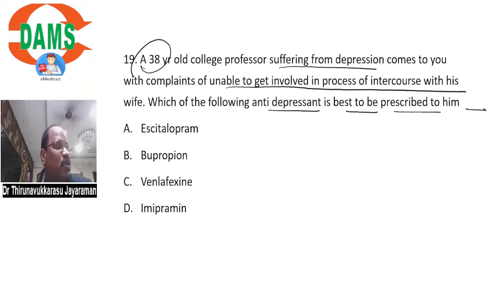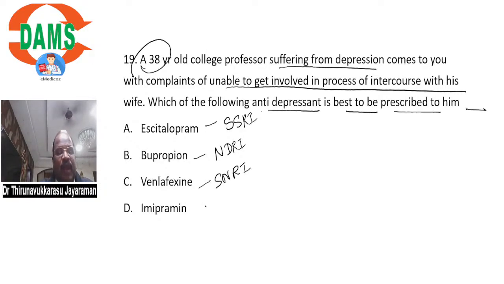Come on, friends, can you please answer? What may be the answer for this question? Look here. Escitalopram, one of the SSRIs. Bupropion is an NDRI. Venlafaxine, SNRI. Imipramine, tricyclic antidepressant.